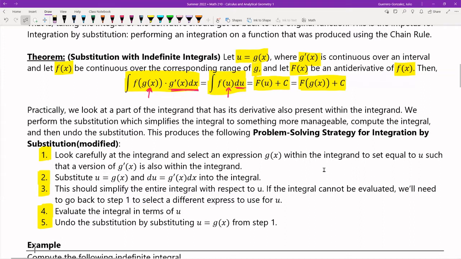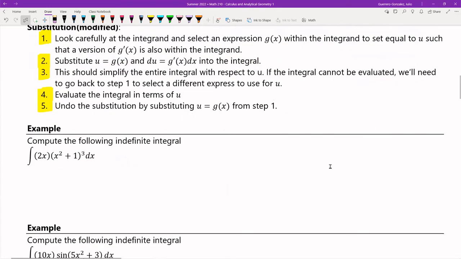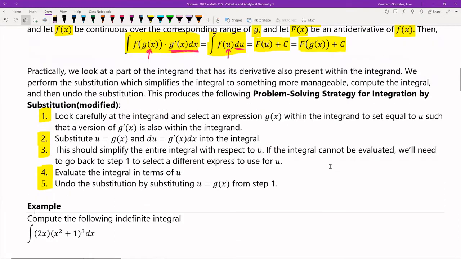So let me go ahead and show you guys a, oh, I should mention that this problem solving strategy is, like it says there, modified. There's a couple of things that I didn't like about it that I think is crucial to be added into the problem solving strategy if you guys are solving by the problem solving strategy, right? Like in particular, a version of g prime, okay? So not only does it have to be g prime, it can be any version of it. So I'll do an example to sort of demonstrate what I'm talking about here, okay?